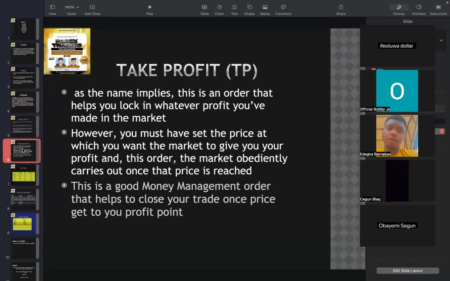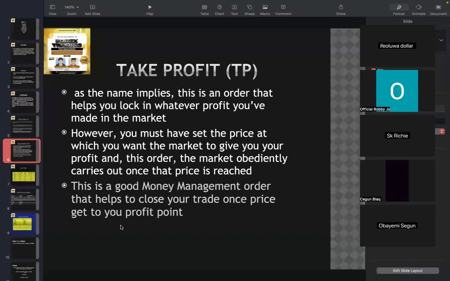The same thing applies to take profit. Take profit is a price you set at which you want the market to give you a profit. Once the market reaches the place where you set your take profit, you are in profit. Once the market reaches your TP, it's going to close automatically, without you pressing anything or even looking at it.